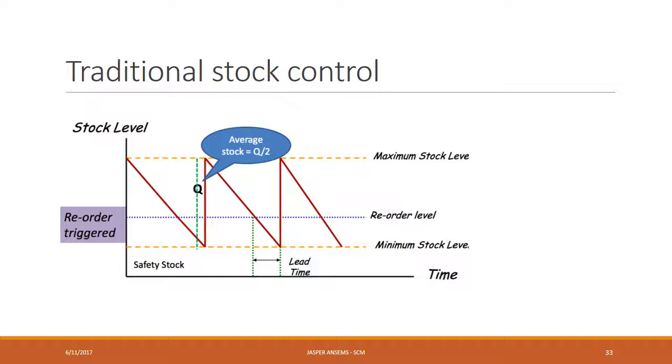So there's also a traditional stock control, and this determines when to reorder your products. So the reorder is triggered on the blue dotted line, and the stock average is always Q divided by 2, and there's always a lead time, so you need to know the lead time to know when to reorder.